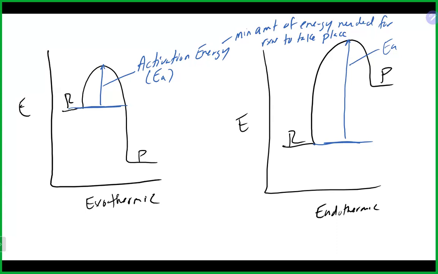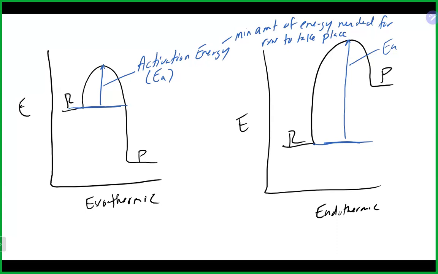And that hill is really what stands between reactants being able to make products. There will be a certain amount of reactants that will have enough energy, plenty of energy, to get up and over the hill. And there'll be a certain amount of reactants that don't have enough energy to get up and over the hill to the other side.